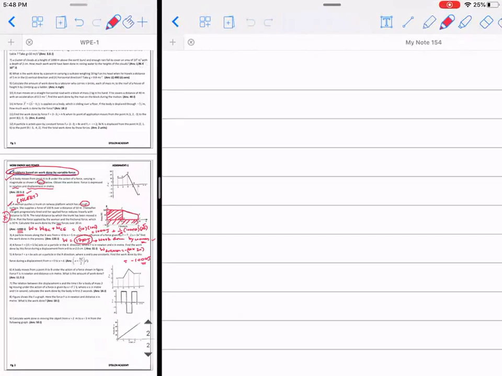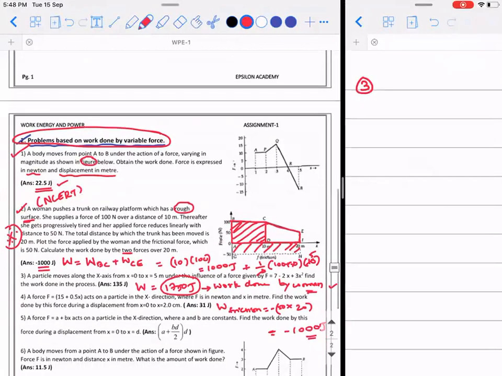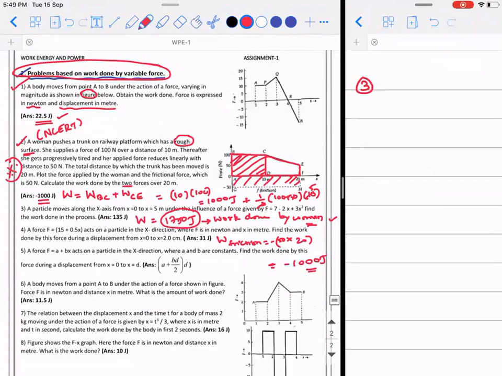Now let's do the third problem. So the third problem says what? A particle moves along the x-axis from x is equal to 0 to x is equal to 5 meters under the influence of a force given by 7 minus 2x plus 3x square. Find the work done with variable or constant force.